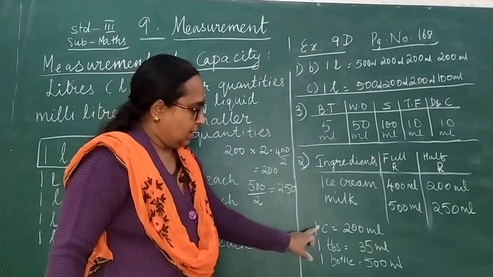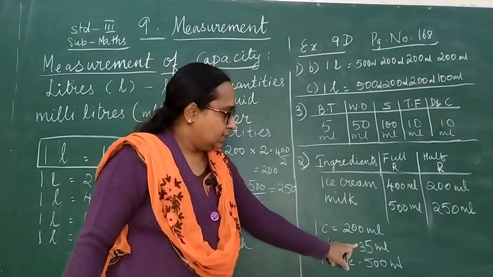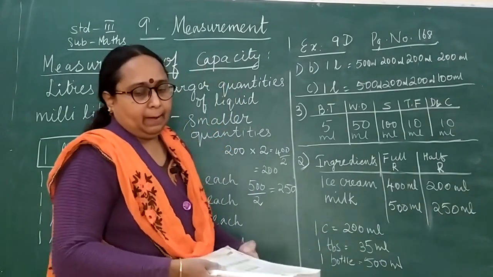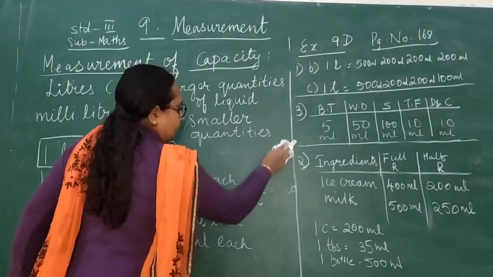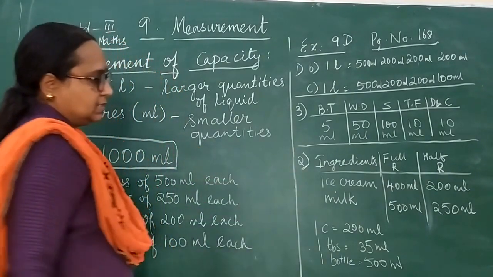So here I have written 1 cup is equal to 200 ml, 1 tablespoon is equal to 35 ml, that is for honey, you take it in tablespoons. Then 1 bottle is 500 ml, that is, it contains 500 ml. So this is how you have to do the second sum.